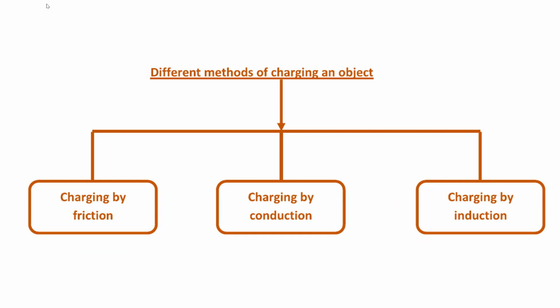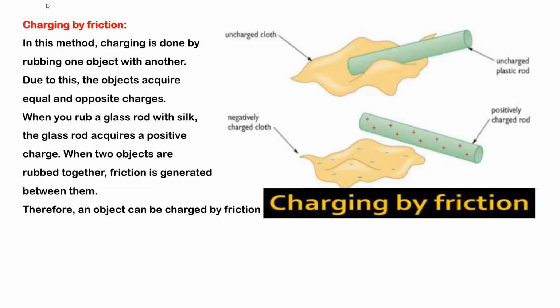Now, there are different methods of charging an object. We can charge an object by the method of friction, by the method of conduction, and by the method of induction as well. Today we are going to discuss the first method. You can see that there is a glass rod and there is a silk cloth. Initially, the glass rod and the silk cloth are both uncharged. Initially, they do not have any charges.